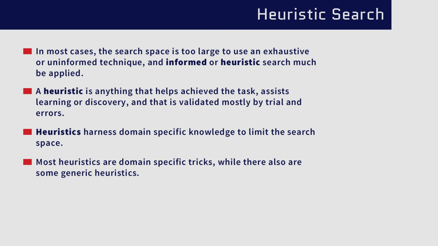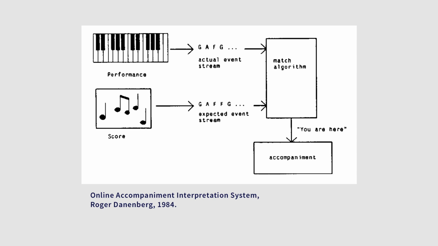Also note that this is linked to our initial distinctions between specific and generic systems. The more a system relies on domain-dependent knowledge and specific heuristics, the less generic it will be. This will impact the stylistic signature of the system. The heuristics can come from the author or be learned by induction from existing data and constitute the knowledge of the system. One of the earliest examples of musical agent was an accompaniment interpretation system by Roger Dannenberg from 1984.